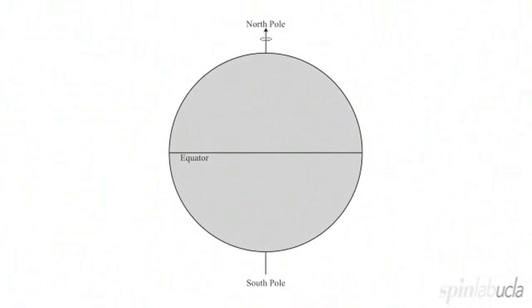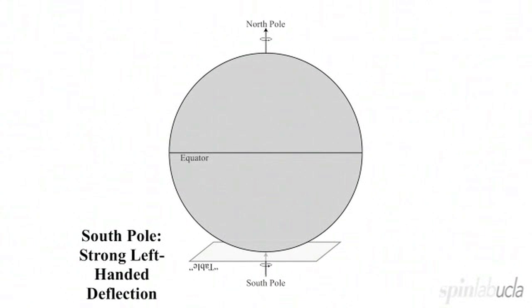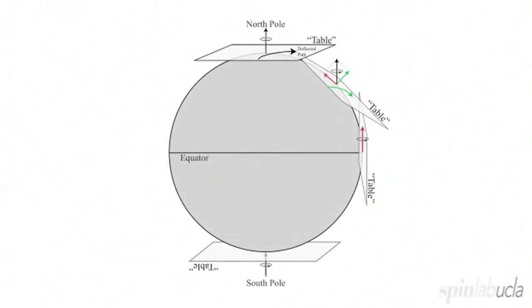Lastly, if we put the table down at the South Pole, you can see the table is now so-called upside down with respect to the rotation vector. The rotation vector now points into the table, whereas at the North Pole it's pointing out of the table. So there's still a very strong Coriolis deflection there, but it's left-handed now. It's off to the left instead of off to the right. So Coriolis goes from strong at the poles to zero at the equator to strong again at the other pole.